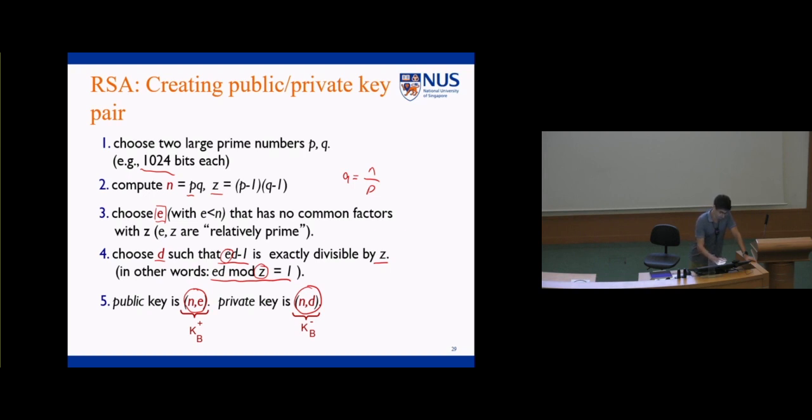So you should not reveal any of these P and Q numbers or any other number that you used in generation of these public and private key pairs, other than, of course, N and E, which are the parts of the public key.